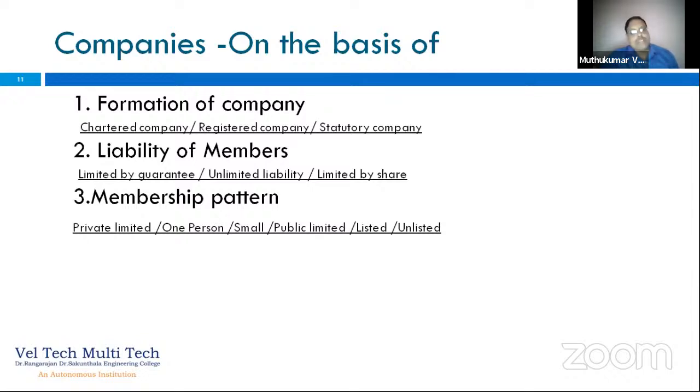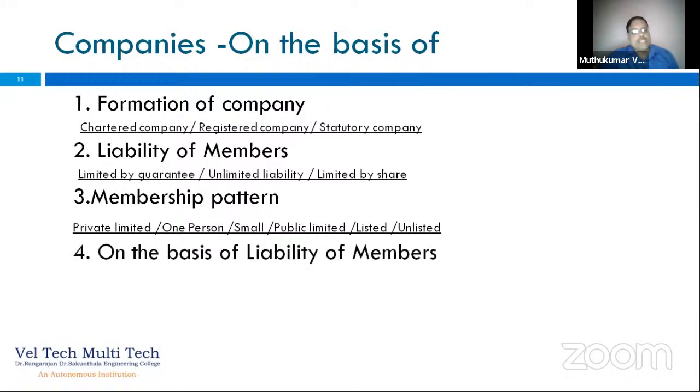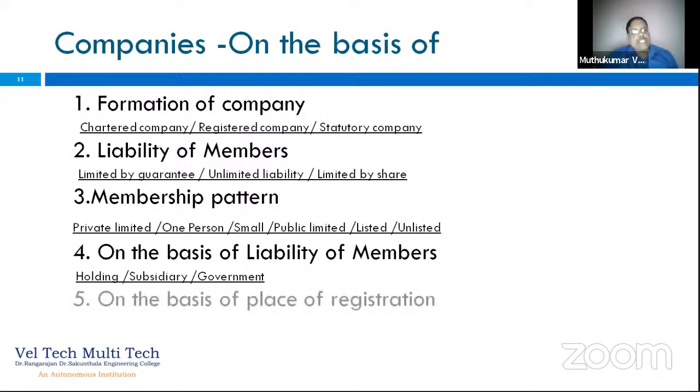these days for software kind of ventures. There may be small businesses, small companies, public limited companies, listed companies, as well as unlisted companies. So memberships vary in this category. And fourth, on the basis of liability, like how much share of liabilities you are having. It may be a holding company, a subsidiary company, or entirely a government run company. So who is liable for the actions of the company? It is termed by these classifications.